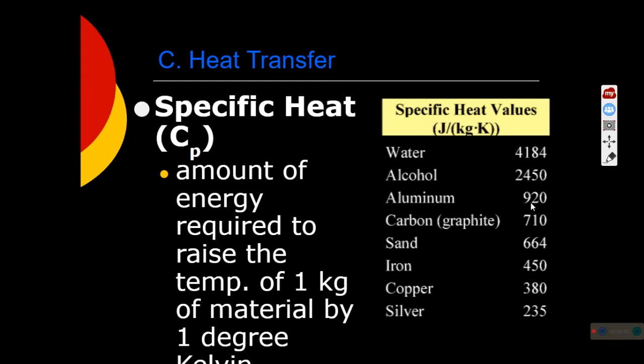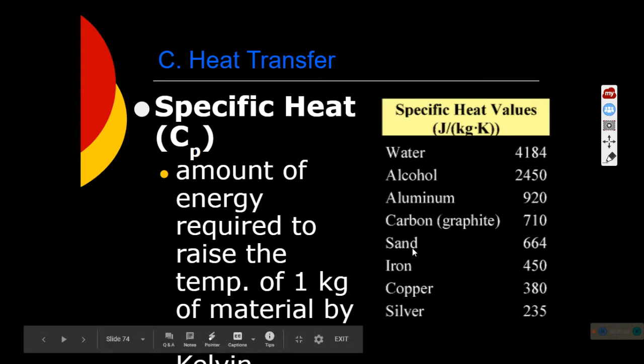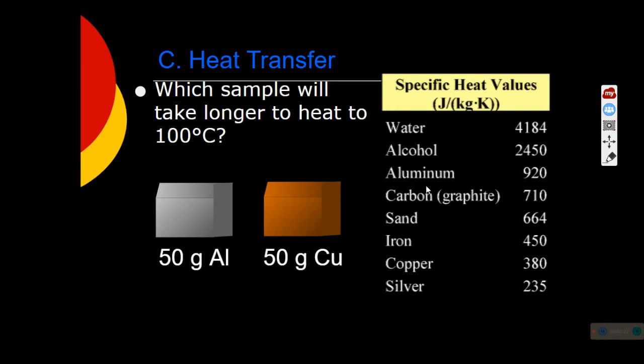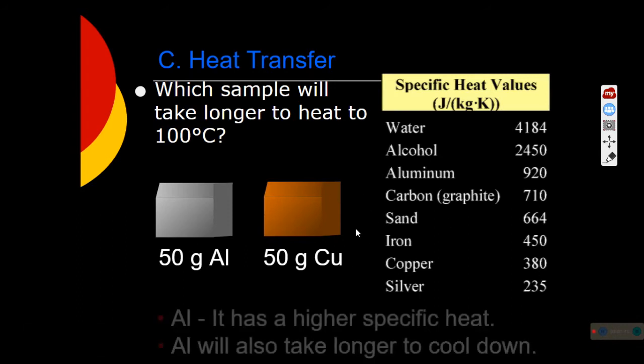It's a metal. It's a conductor. Its particles are closer together. It is a solid. Carbon is a solid. Sand, iron, a metal. Copper, silver. All of these metals are very easy to heat up compared to water. Okay, think about this. If we have aluminum and copper, which one will take longer to heat up? Well, aluminum has a higher specific heat than copper. So copper is going to heat up faster.